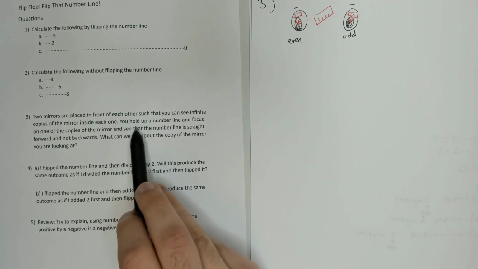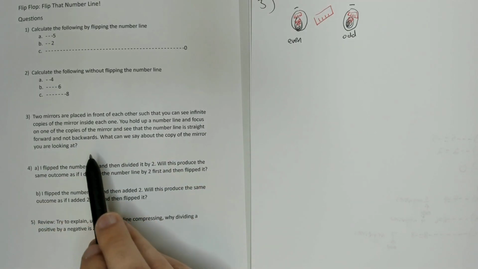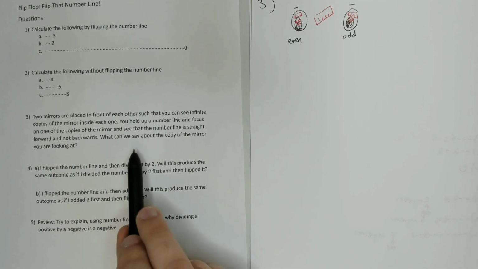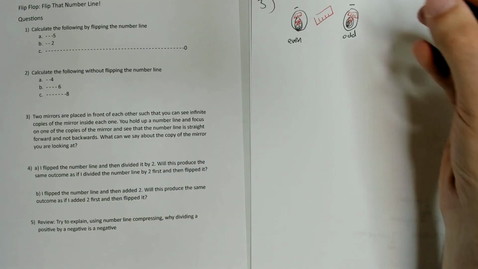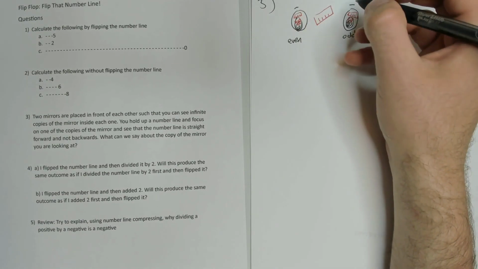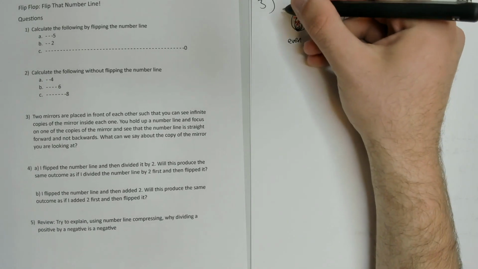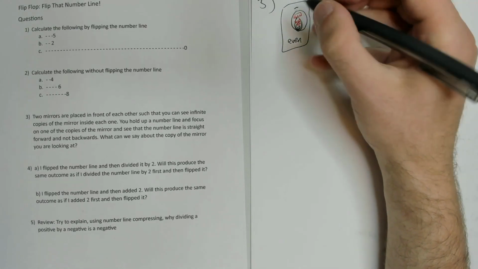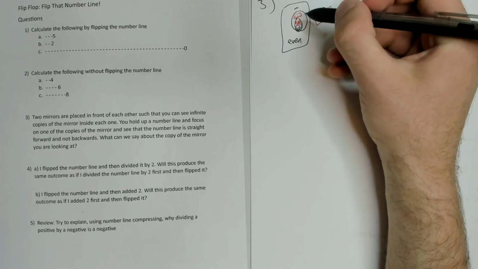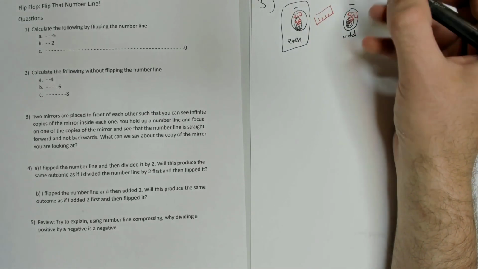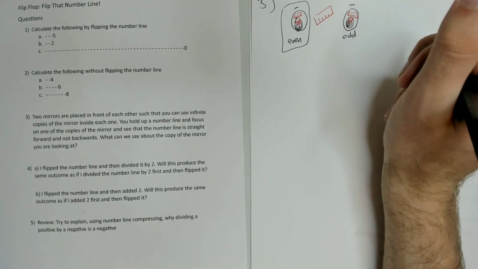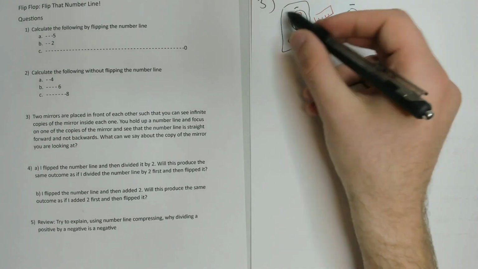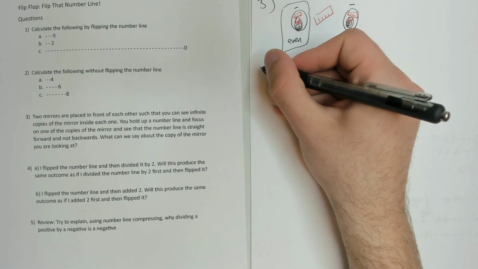So it says that we hold up a number line and focus on one of the copies of the mirror and see that the number line is straight forward and not backwards. What can we say about the copy of the mirror we're looking at? Well, we're focusing on one of the copies of the mirror, but we said it's straight, so that means it has to be inside of this mirror here behind the number line, not where the number line is facing. So any of these copies will have the number line straight because they correspond to an even flipping of the number line, which takes us back to the image that we had in the first place. All right, I hope that makes sense, and I hope you found that interesting. I think this mirror reflection stuff is really cool to think about.